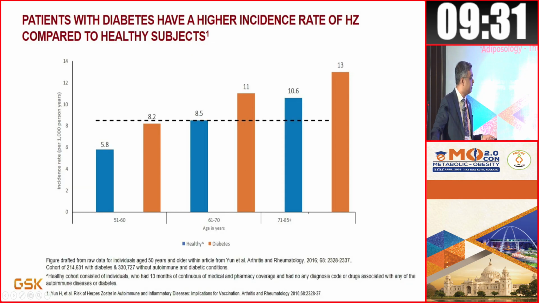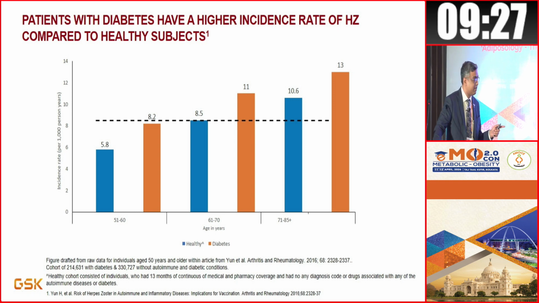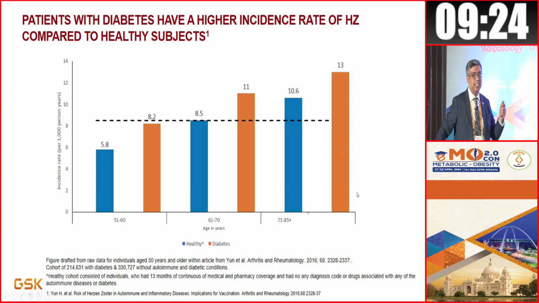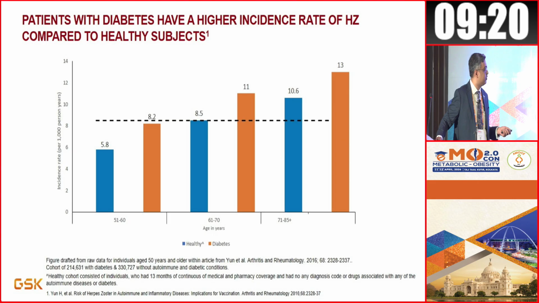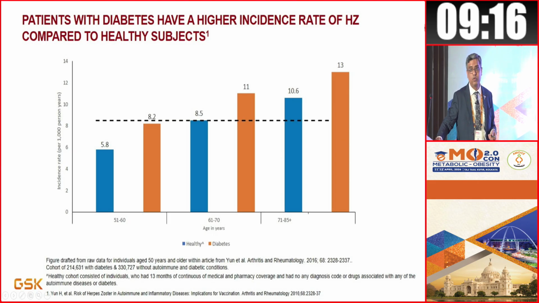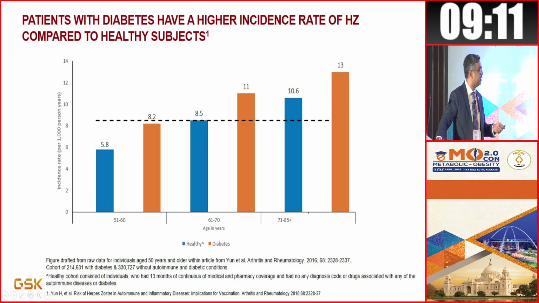And if we segregate the patients from around 50 to 60 years, and then 60 to 70, and 71 to 85 plus, what we see in every situation, your healthy patients versus your diabetes patients, is that your diabetes patient has a much higher risk of getting herpes zoster at every different spectrum of the age band.